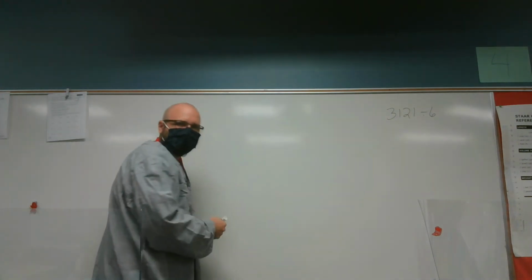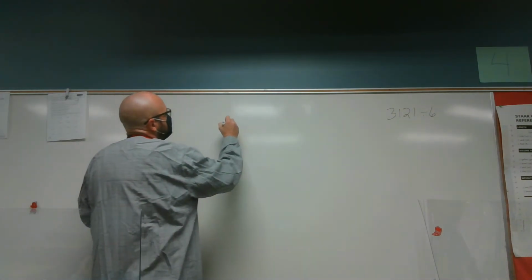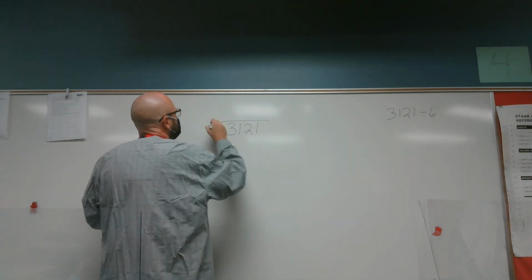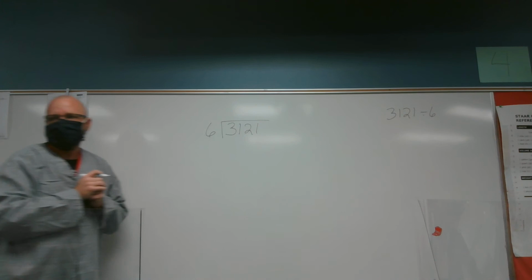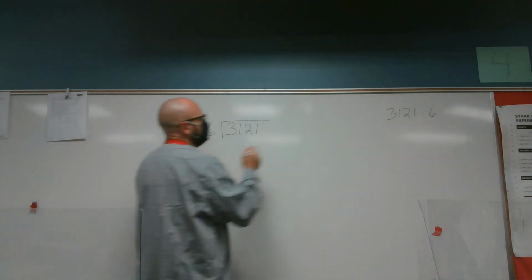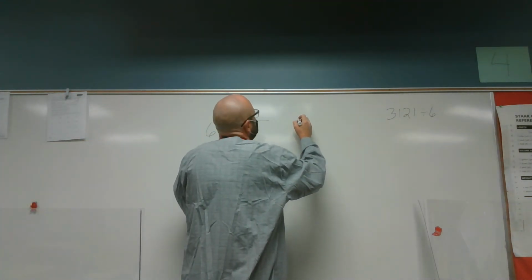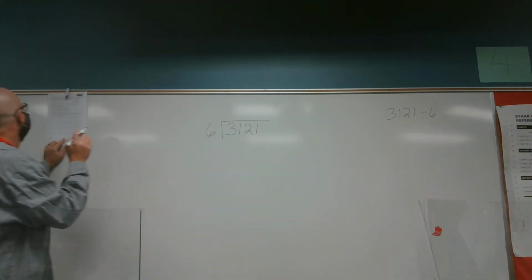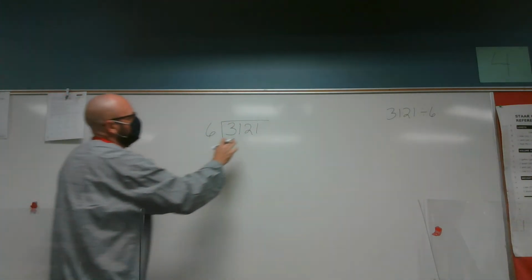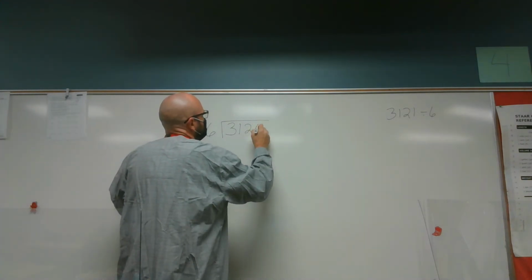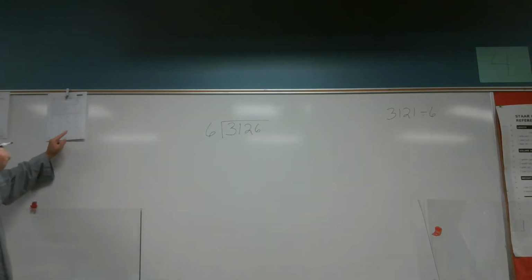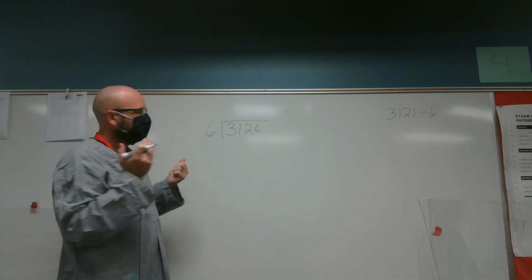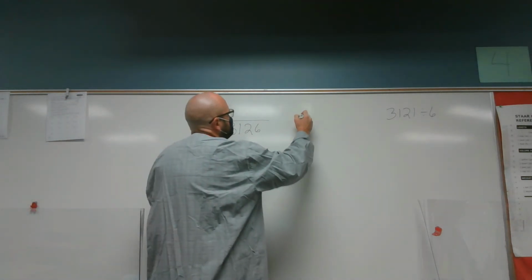And last but certainly not least, we have 3,121 divided by 6. My multiples of 6 are, let's see, is that right? 3,121 divided by 6? 26, isn't it? 3,126 divided by 6. My bad. He changed it. Never mind. List my multiples of 6.